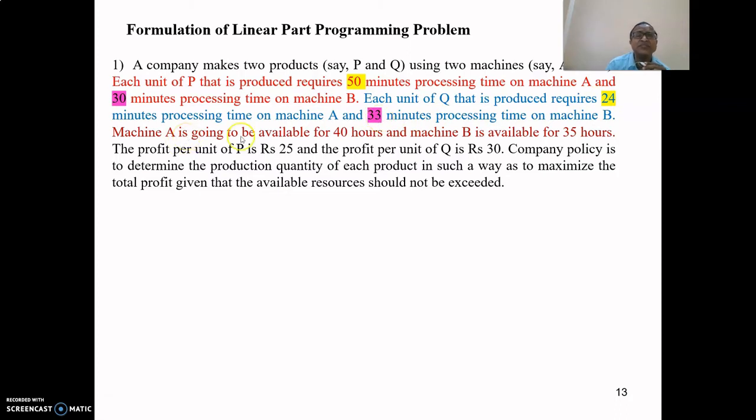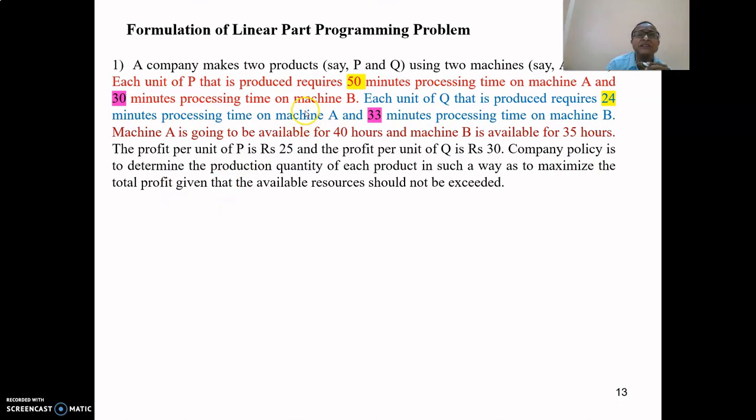The availability of machine A is given as 40 hours and for machine B 35 hours, and the profit of selling per unit of product P and Q is given as rupees 25 and rupees 30 respectively. Now here we have to find out how many quantities of P to be manufactured and how many quantities of Q to be manufactured, so as to maximize the profit.